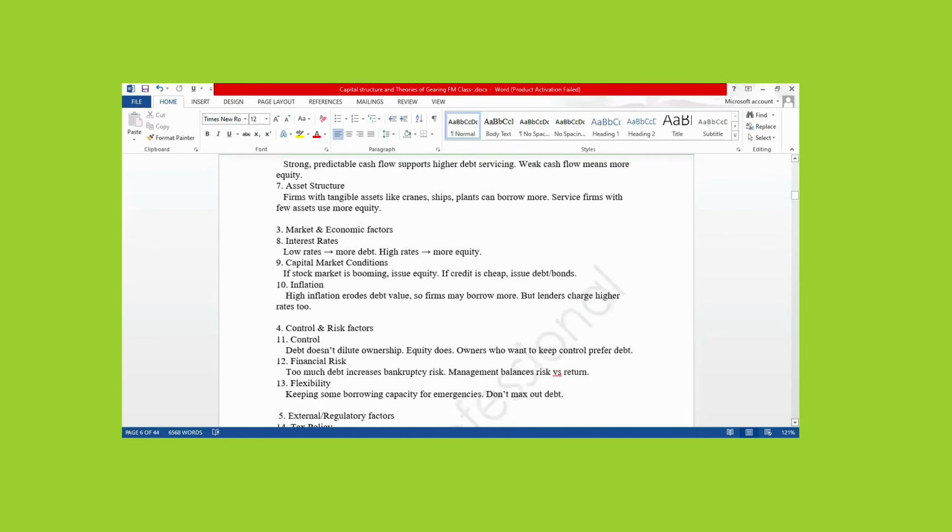Number 8 reason, interest rates. If interest rate is low, companies are likely to borrow more. But if the interest rate is high, companies will rely on equity finance. So the interest rates will have an impact on the choice of capital structure.